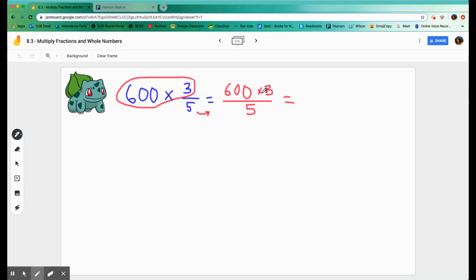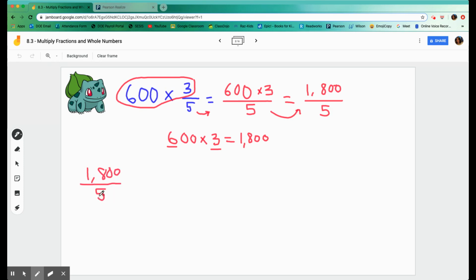So we have to do 600 times 3. Remember, we can use the zero rule to multiply bigger numbers with zeros. So 6 times 3 is 18, and there are 2 zeros. 1, 2, 3, comma. So 600 times 3 is 1,800. And our denominator is 5. So we got as our answer the fraction 1,800 fifths.